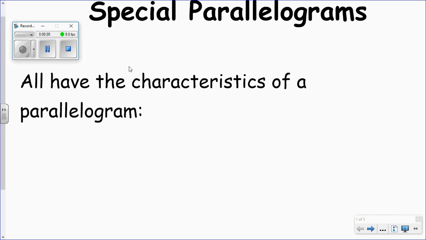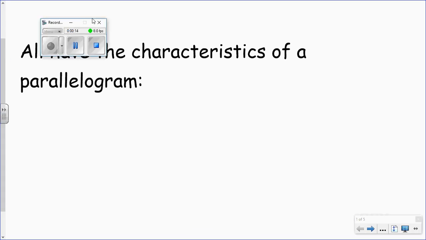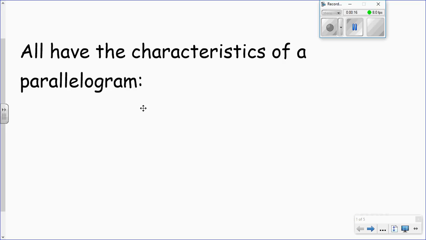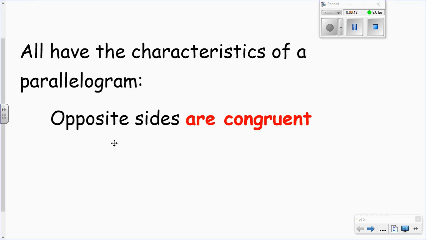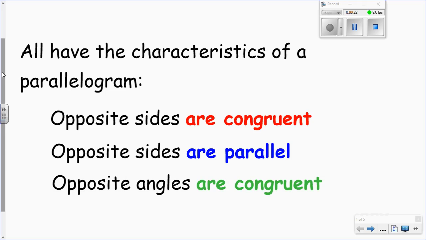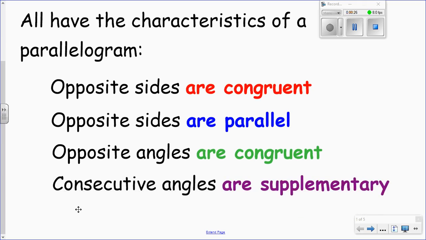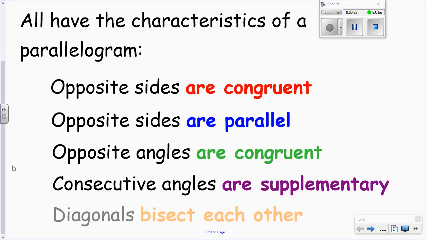Okay, so now we're going to talk about special parallelograms. And all the special parallelograms have all the characteristics of a parallelogram. So all the ones we talked about before, which include opposite sides are congruent, opposite sides are parallel, opposite angles are congruent, consecutive angles are supplementary, and diagonals bisect each other. So everything we're going to talk about after that has all of these characteristics plus some.